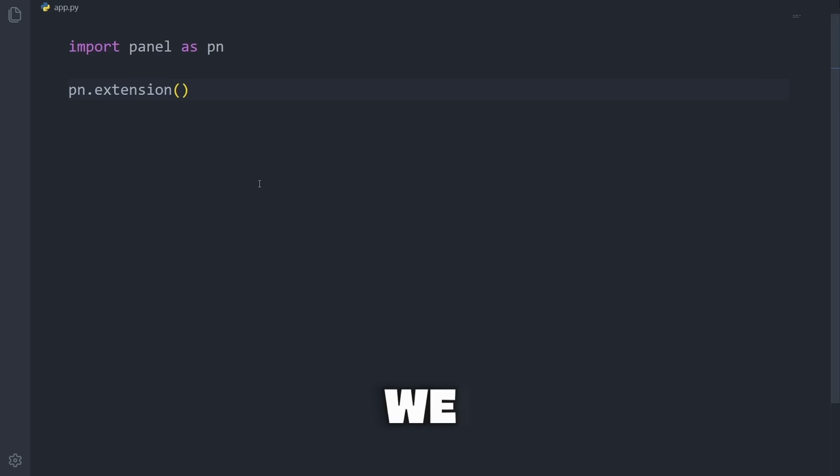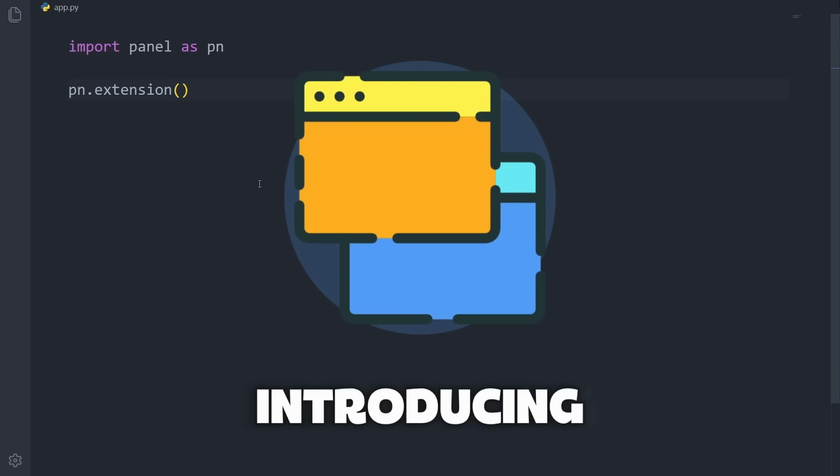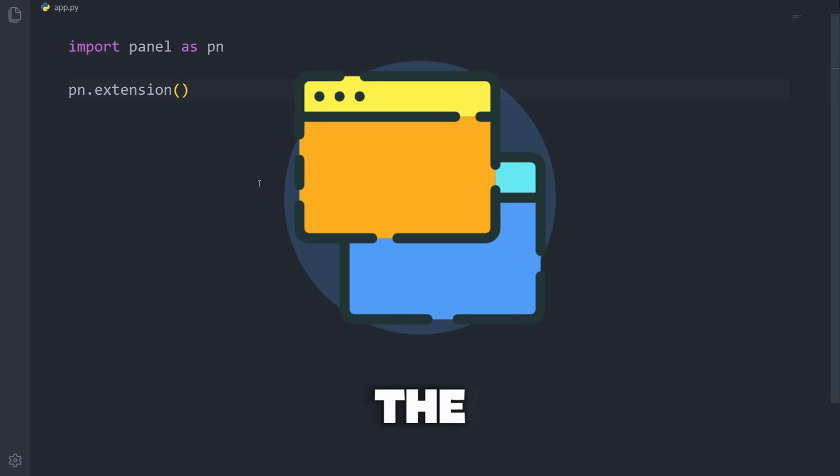In the previous video, we learned how to arrange elements using column and row layouts. In this video, we're taking our interface one step further by introducing tabs, a powerful way to organize content into separate sections within the same app.